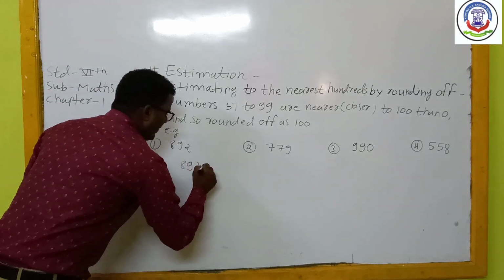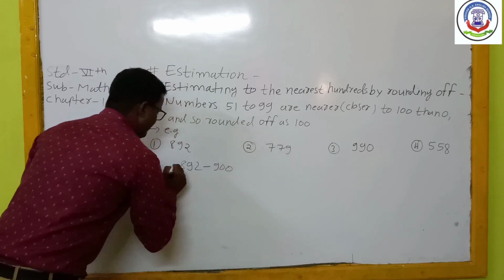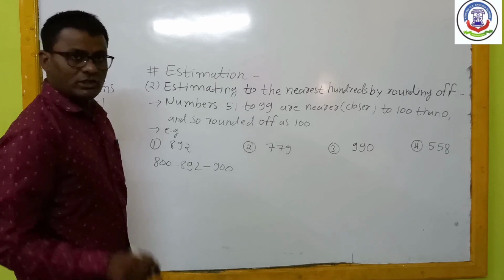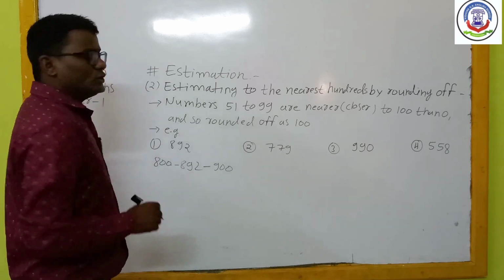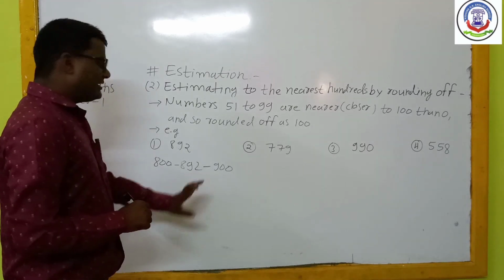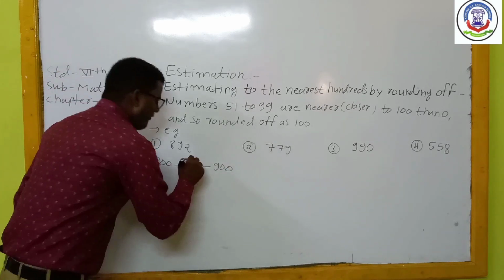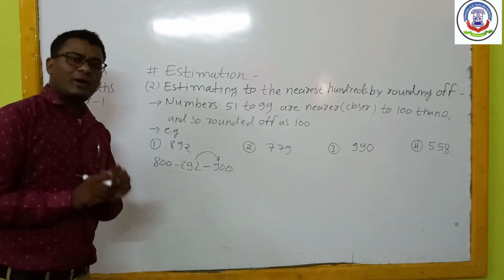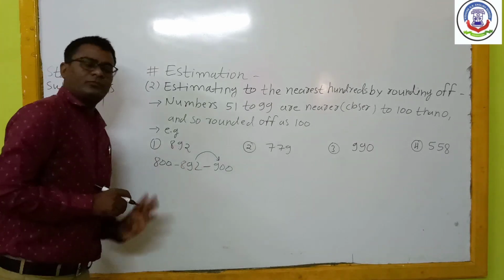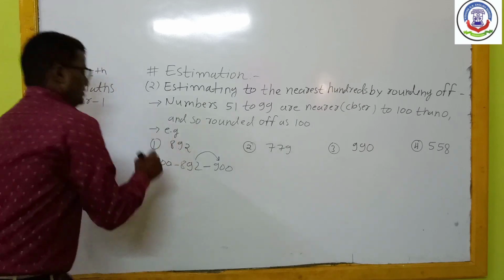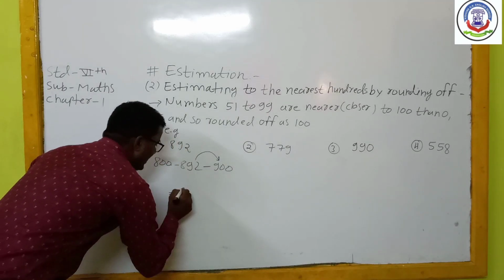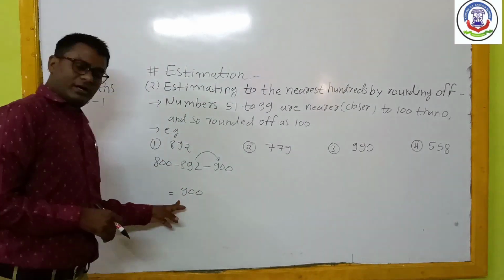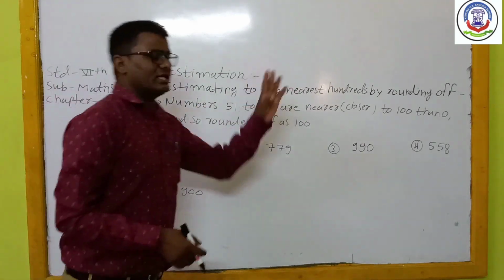Students, you know 892 lies between 800 to 900. You know that. Now you can clearly see that 892 is nearer to 900. Okay students, so our required rounded off number will become 900. So I'll write 900 as the required rounded off number up to the nearest 100.